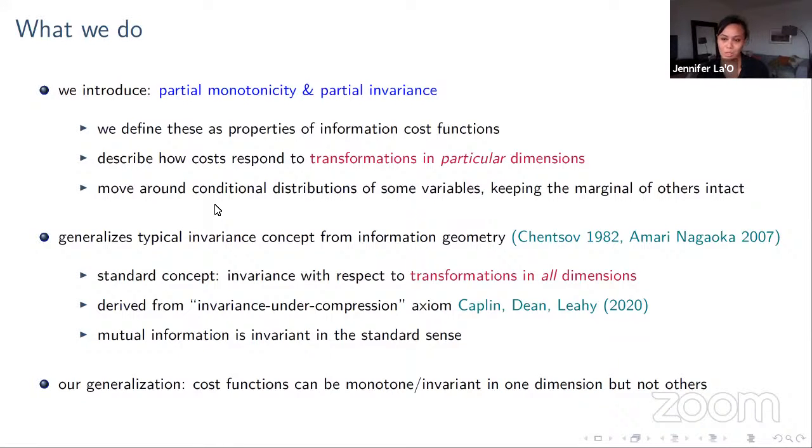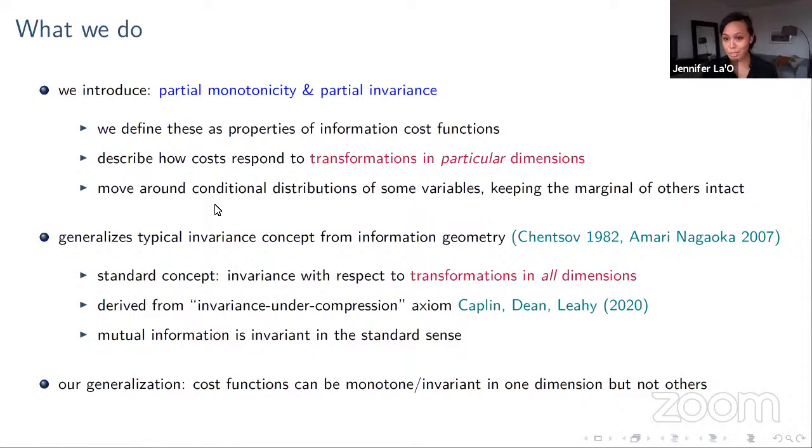And they're going to describe how costs of information respond to particular transformations of this information, okay? So, just at a high level, these transformations are going to be where we move around the conditional distributions of some variables while we keep the marginal distribution of other variables intact. And it's going to say how the cost of information responds when you make these particular transformations.